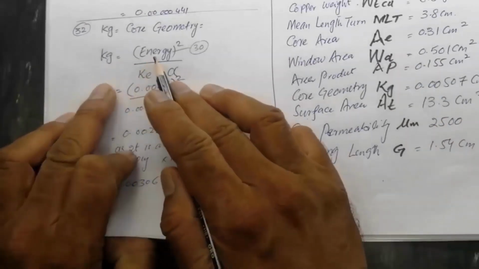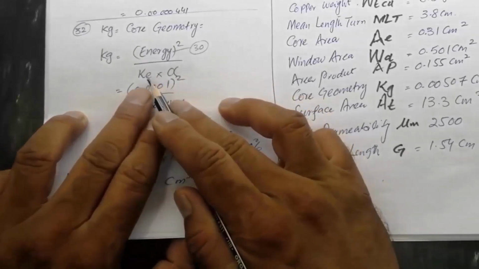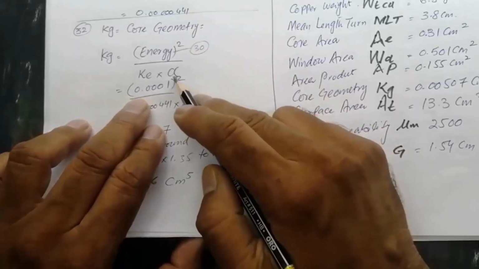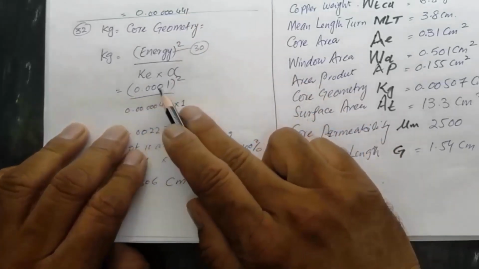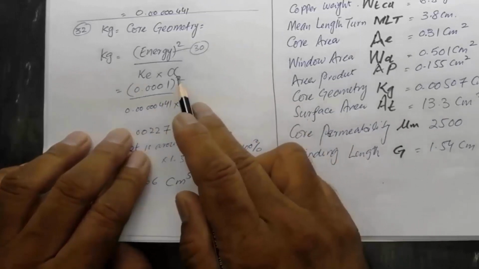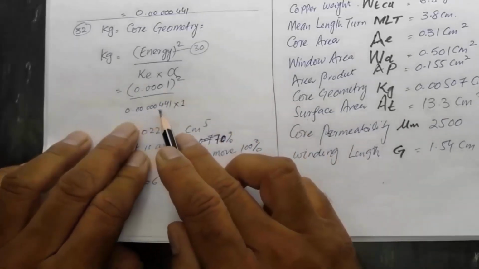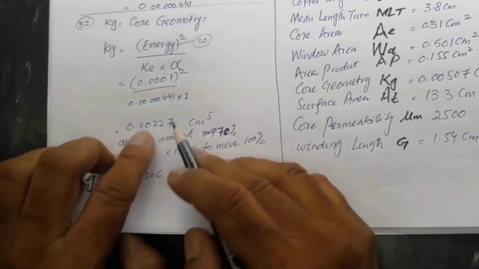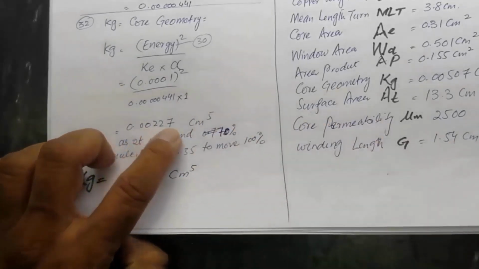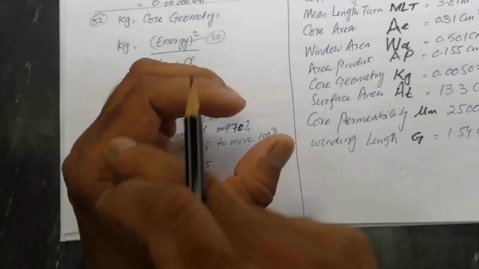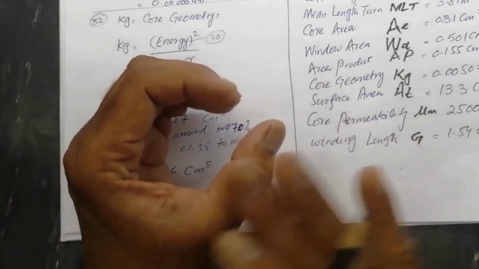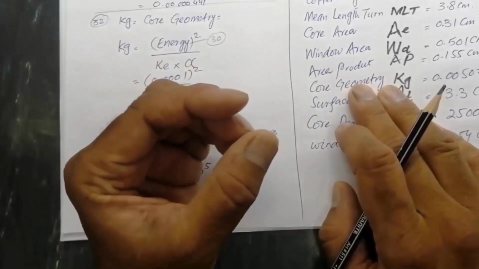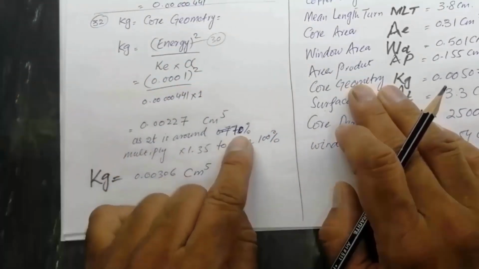When we have KE, we have energy and we have the regulation factor, so we can calculate the required core geometry. Kg is equal to energy squared divided by KE, that is from this step, times regulation. So 0.0001 watt second squared divided by 0.00000441 multiplied by 1, it is 0.00227.